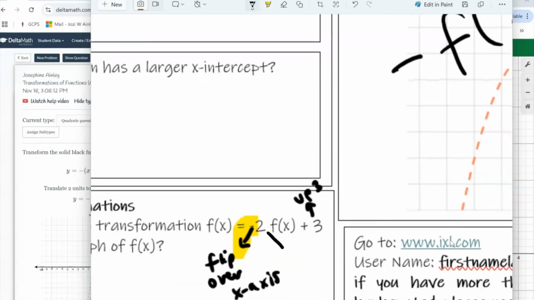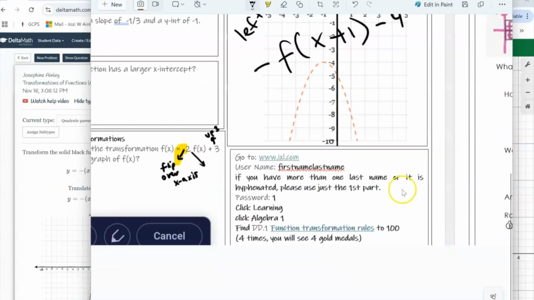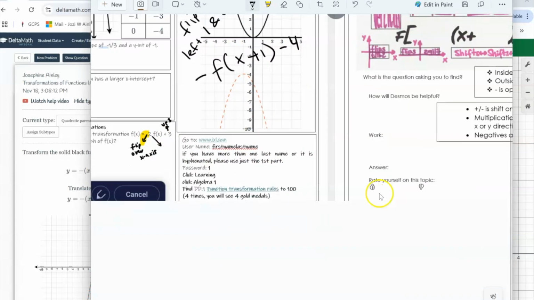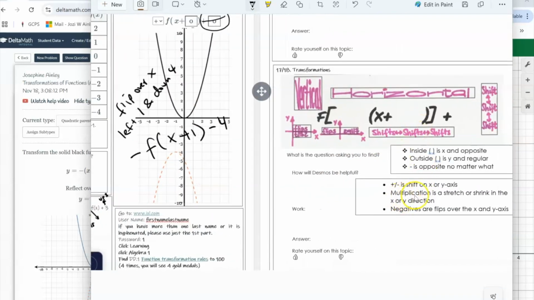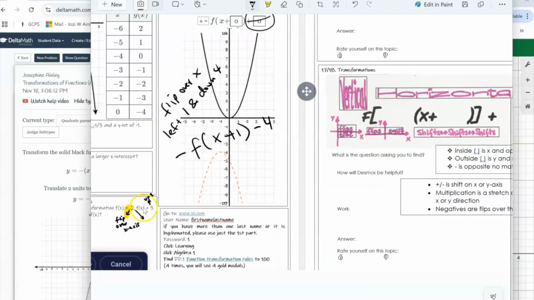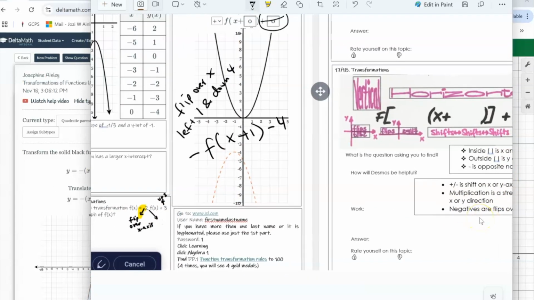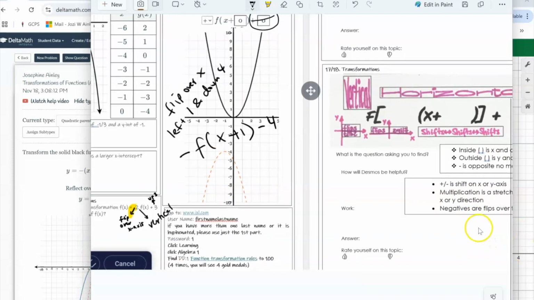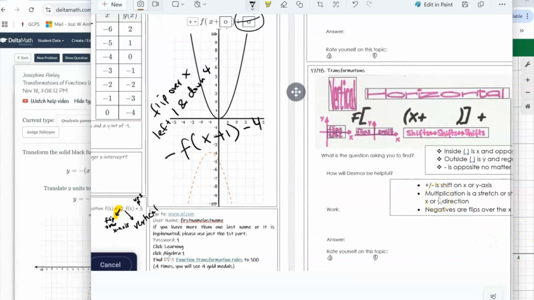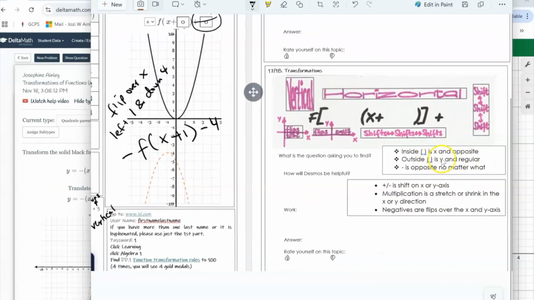All right, what does this number do right here? So we actually didn't cover this yet, but this is multiplication. If you look at your notes, it says multiplication is a stretch or shrink in the x or y direction. Now, because this is outside, it should be which direction? Y. So this is going to be vertical. Whatever your answer is going to be vertical because it's outside. If it was inside, it would be horizontal. All right, so it's vertical. And since it's multiplication, it's going to be whatever you think. So it's y and regular.